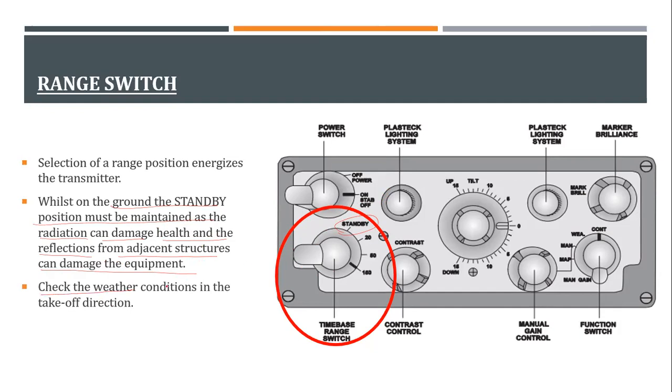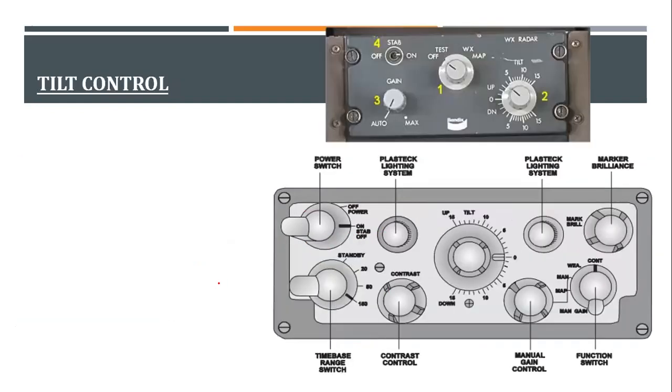This system is also used to check the weather conditions and the takeoff directions. Why do we have a range switch? We can increase the range, we can reduce the range as we require. Maximum practical range is 150 nautical miles. This is important. Maximum range is 150 nautical miles. Then we have the tilt control. As I told you, the airborne weather radar can go up and down according to your needs.